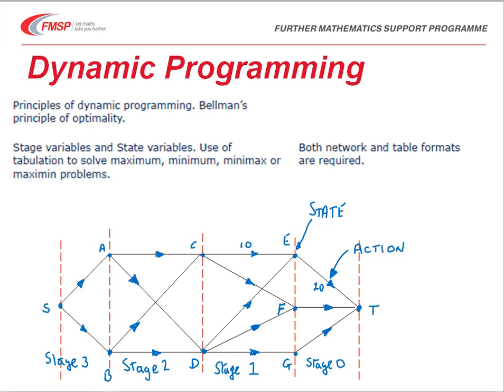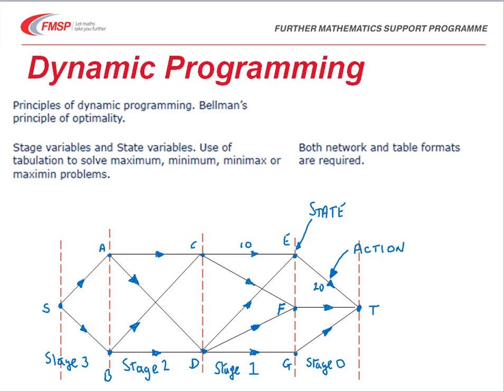Bellman's principle states that any part of an optimal path is itself optimal, and it's this that forms the basis of dynamic programming. What happens is we work backwards from the final destination T in a series of stages. These are normally numbered backwards, starting at 0 at T and coming back 1, 2 and 3 till we get to our start point S.